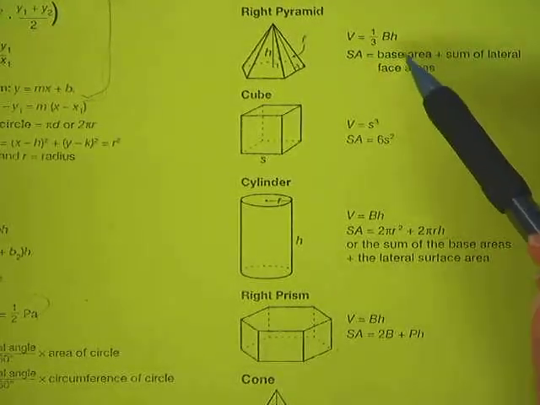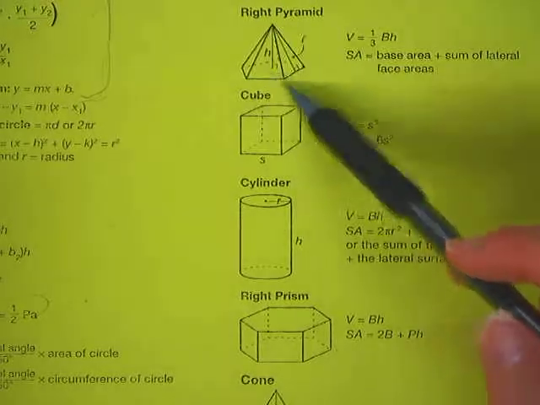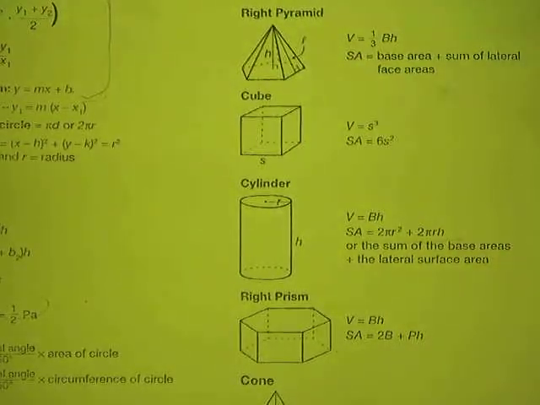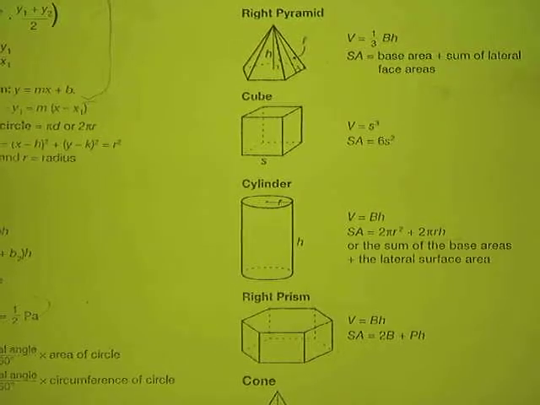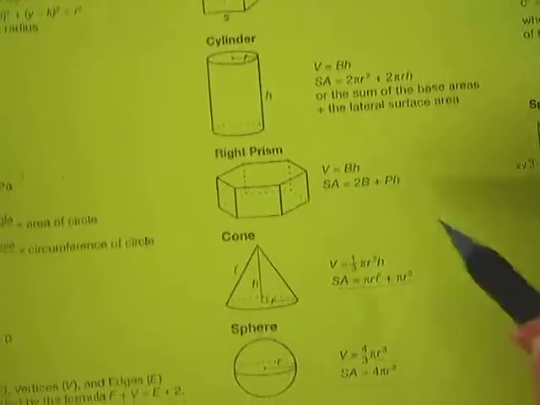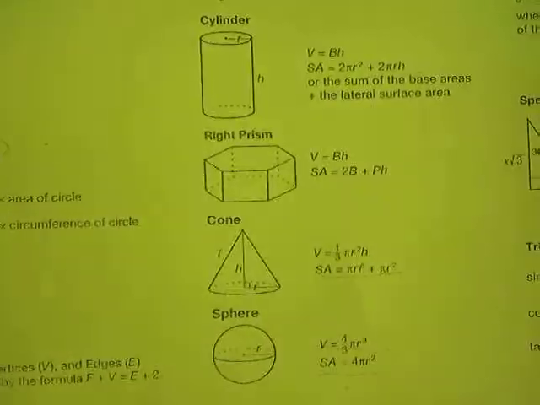Base area plus sum of lateral face areas. Isn't that what I just told you? And it really doesn't tell you how to do that. The only thing you can do is know that the sides are triangles and the base is a pentagon, and so you have to just find the individual areas and add them all together. That's why it's kind of a pain.